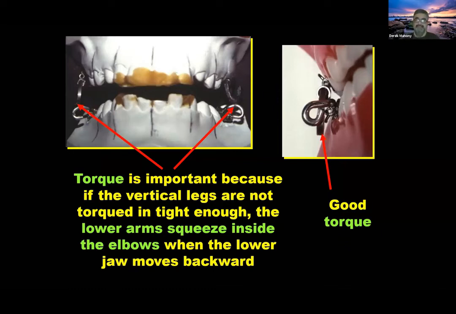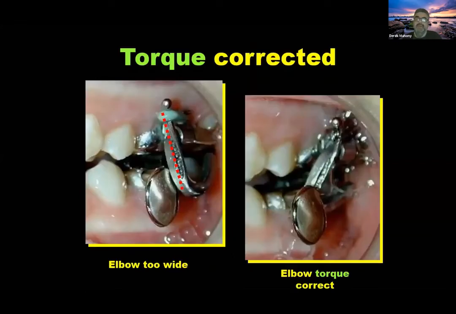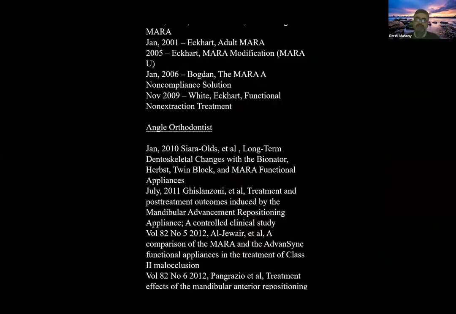So can you see here? Good torque is important, because if those vertical legs of the elbow are not torqued tight enough, you can get that lower jaw dropping backward, like you see here. Here, the elbow is too wide. When I torque it correctly, the patient slides forward. And that's what we want for the class 2 correction.